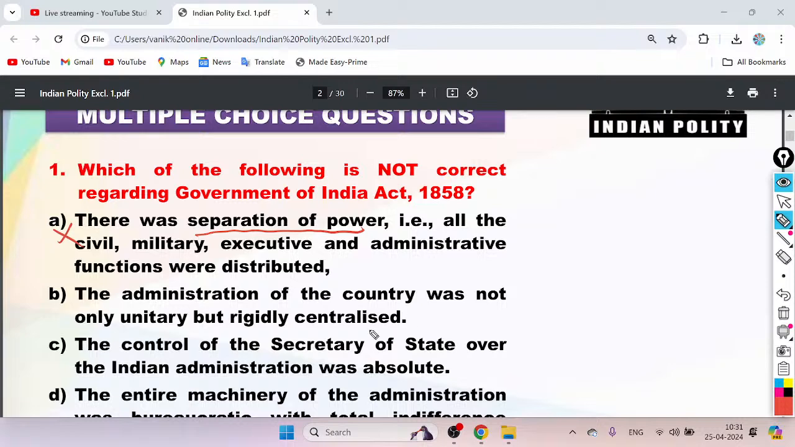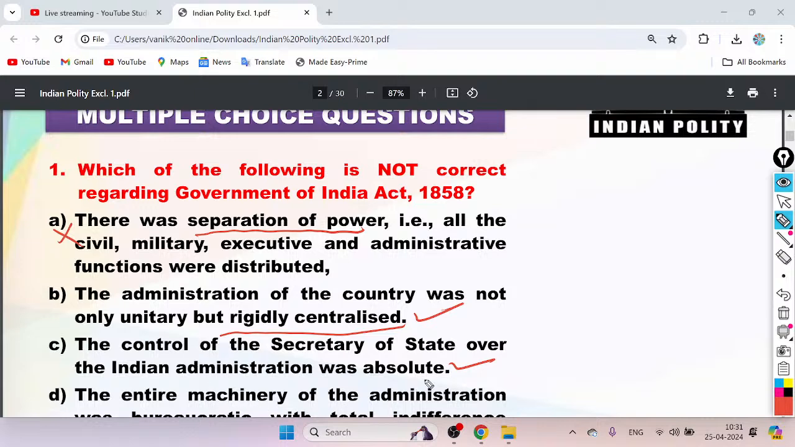The administration of the country was not only unitary but also rigidly centralized. Yes. The control of the Secretary of State over the Indian administration was absolute in nature. Yes. The Secretary of State was the highest authority in charge of India during the British time, and after 1858 he became the highest authority in Indian affairs. He was a minister in the British cabinet in charge of India. So his power, his control was absolute, nobody could challenge.